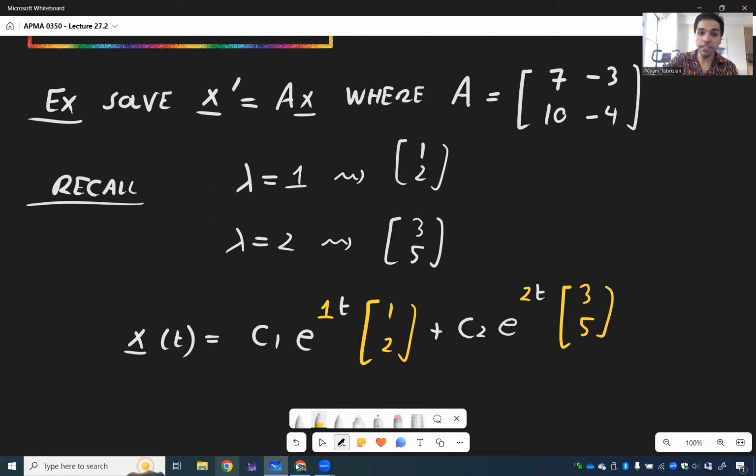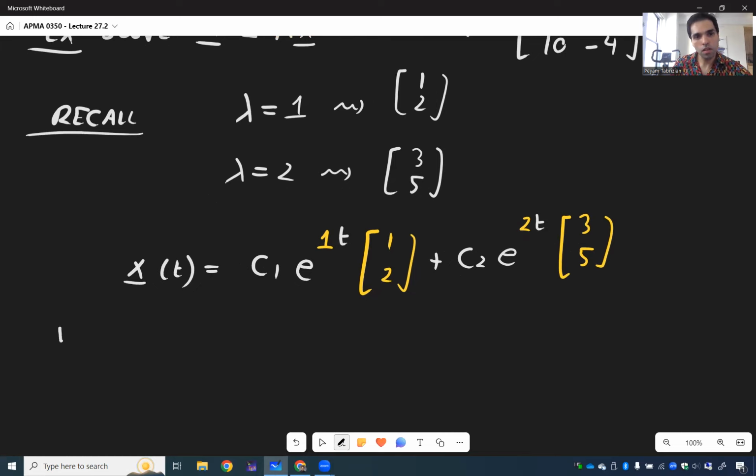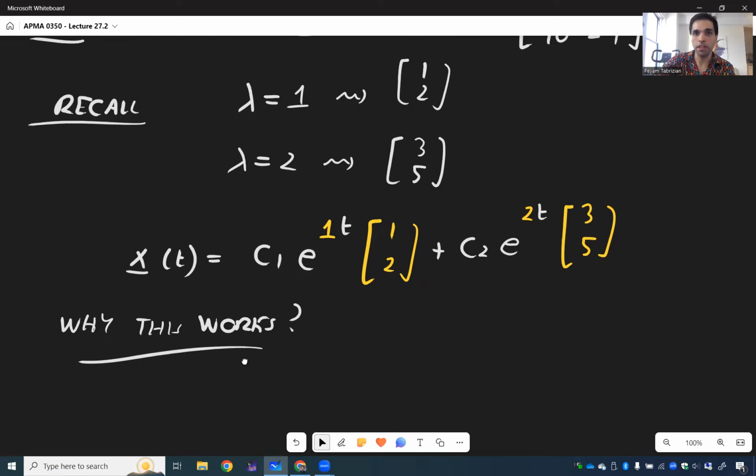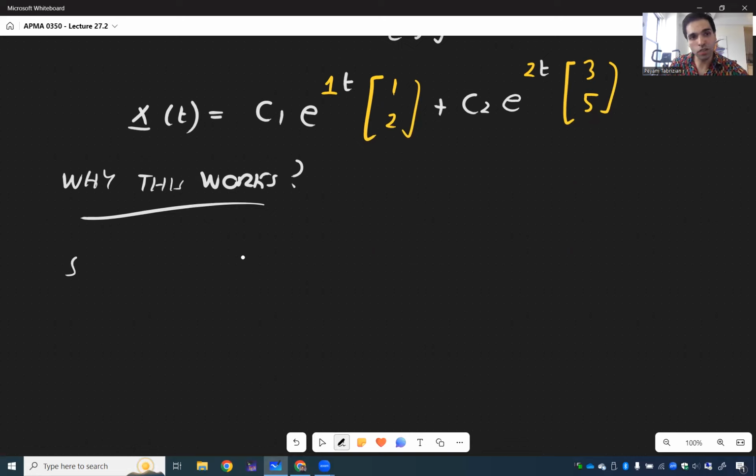Another question is, why is this true? So kind of why this works. And by the way, I will just give you an idea of why this works. The full details are in the lecture notes. But essentially, it works because of this process called diagonalization. So in a previous lecture, we found that once we find the eigenvalues and eigenvectors of a matrix, we can put it in a nice form.